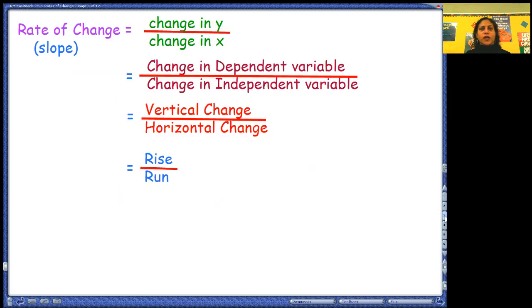So the rate of change is change in y over change in x. And since y is the dependent variable, we're looking for change in the dependent variable over the independent variable, or vertical change over horizontal change. And it's of course also known as rise over run.